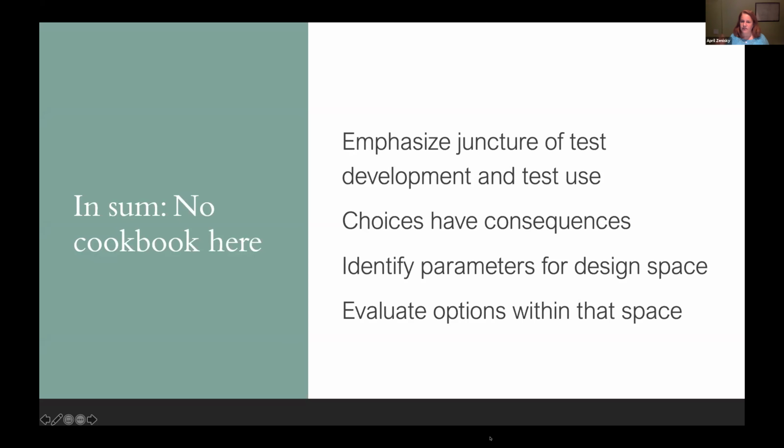It's really fun to work in this design space and to think about what are the parameters that are going to define your design space. What is the item bank that you have? What's the item bank that you'd like to have? Where's the precision that you need in your scores? To just kind of lay out what do you want to do, and then do the research and look into the literature and evaluate options within the space that you're working in.